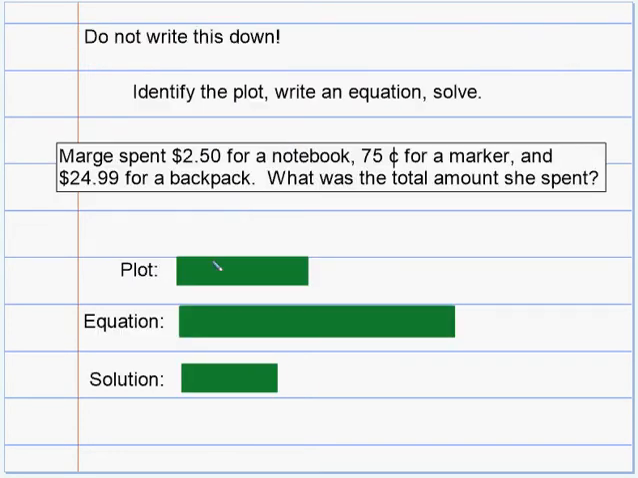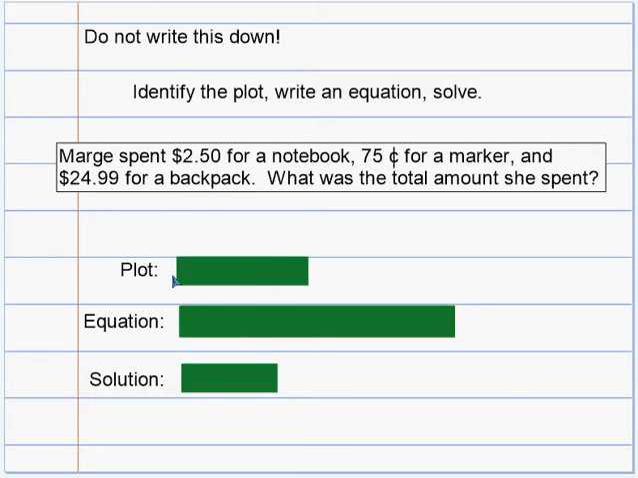Here's a couple examples, and you do not need to write this down. It's a lot to write down. If you would like to write it down, go ahead and do so. But we're going to identify the plot, write an equation, and then solve. So the problem is right here. Marge spent $2.50 for a notebook, 75 cents for a marker, and $24.99 for a backpack. What was the total amount she spent? If you would like to try to figure this out on your own, press pause now and then press play when you're ready to see the answers.